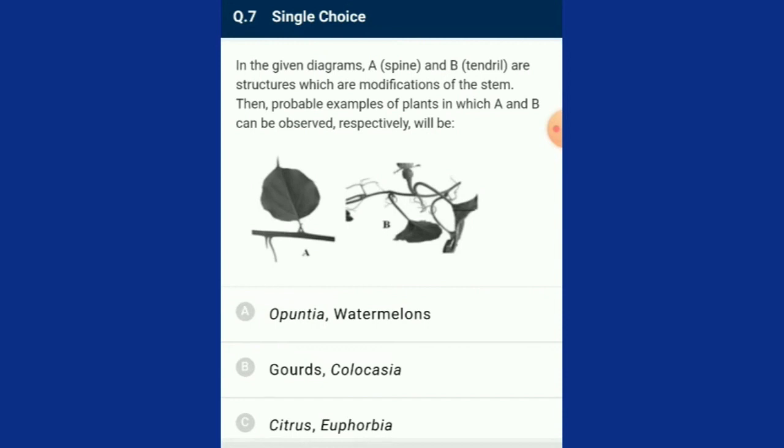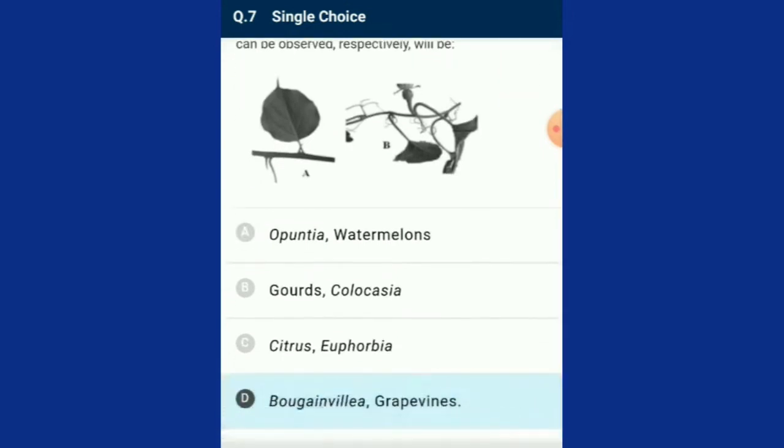Stems may develop into tendrils that are used for support. Examples: grapevines and gourds such as cucumber, pumpkins, and watermelons. Stems may develop woody and pointed thorns for protection. Example: bougainvillea, citrus. Stems may develop chlorophyll and perform photosynthesis. Example: opuntia, where the stem has flattened structures, and Euphorbia, where the stem has fleshy cylindrical structures. Stems may help in spread and vegetative propagation. So structure A is bougainvillea, B is grapevine.